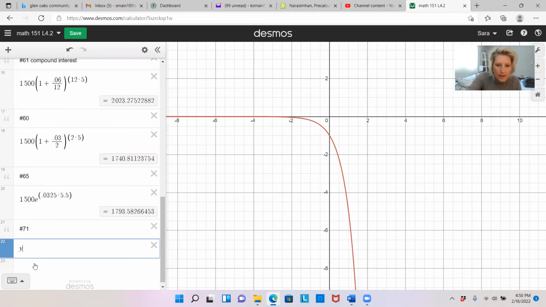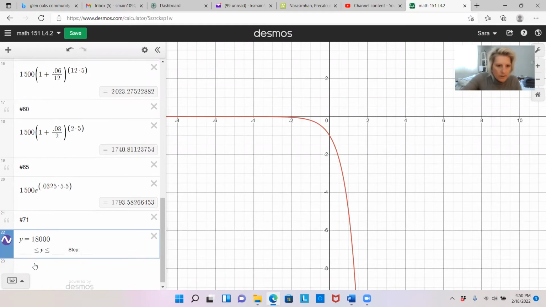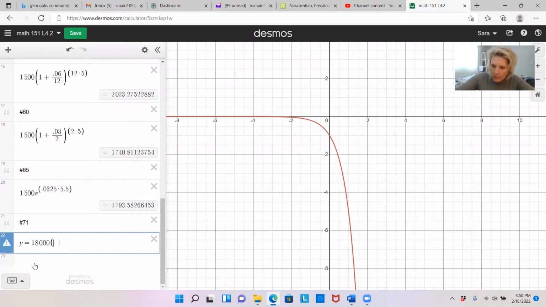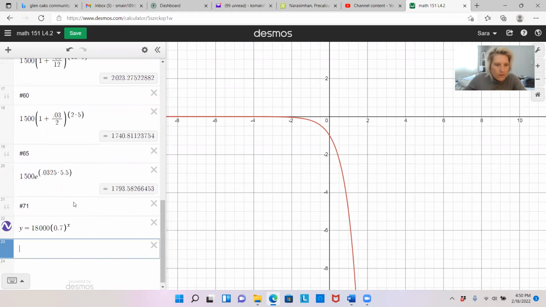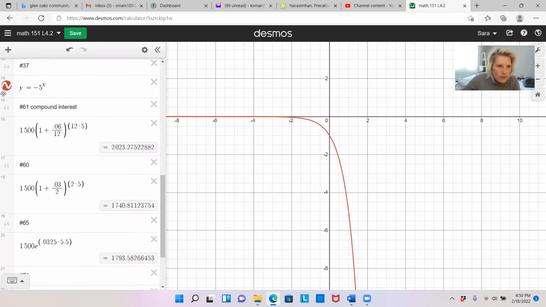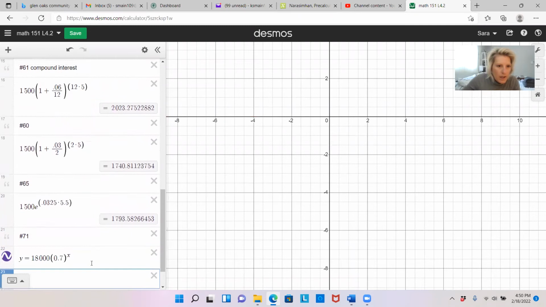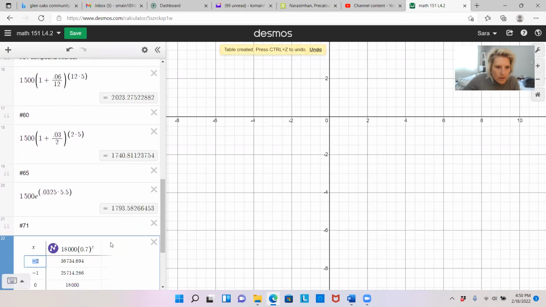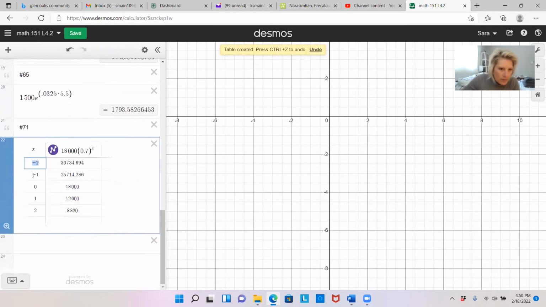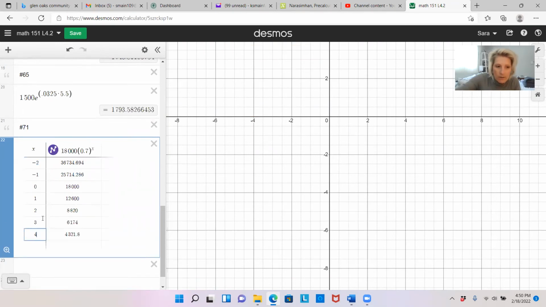So I'm going to say y equals 18,000 times parentheses 0.70 parentheses to the x. I have to go up here and turn off this other graph. Okay. And we want to see the table, so we're going to go up to the gear and then click on the table. We don't care about -2 and -1, but we know after 1 year, it does match right here, 12,600. So we want to know year 3, year 4, and year 5. And so there they are.